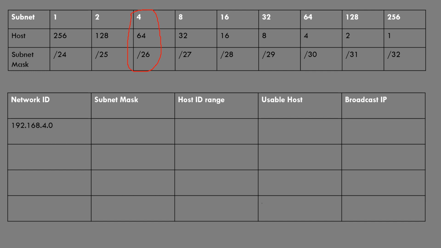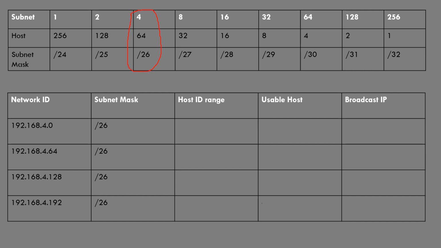So the first network ID would be 192.168.4.0. The second will be 192.168.4.64, which means that on the fourth octet, 64 hosts will be added. The third subnet would be 192.168.4.128, and the final subnet would be 192.168.4.192. The subnet mask for this new subnetted IP would be /26.